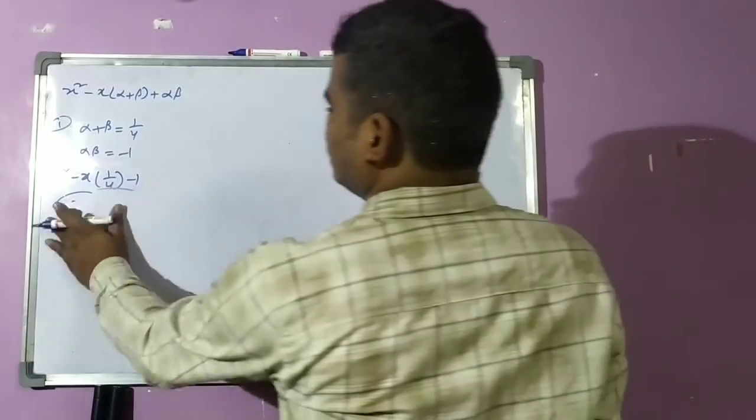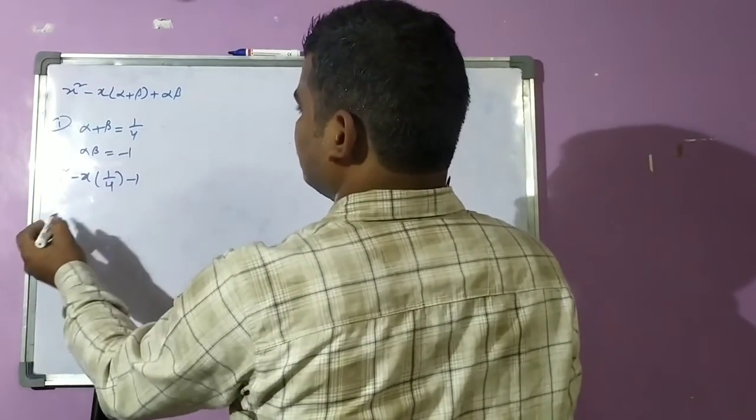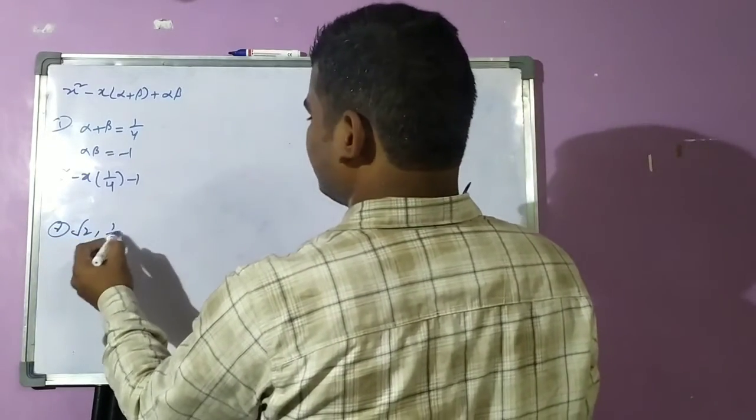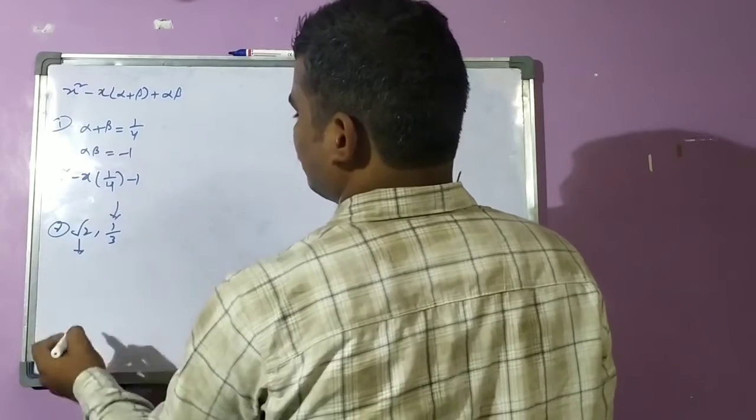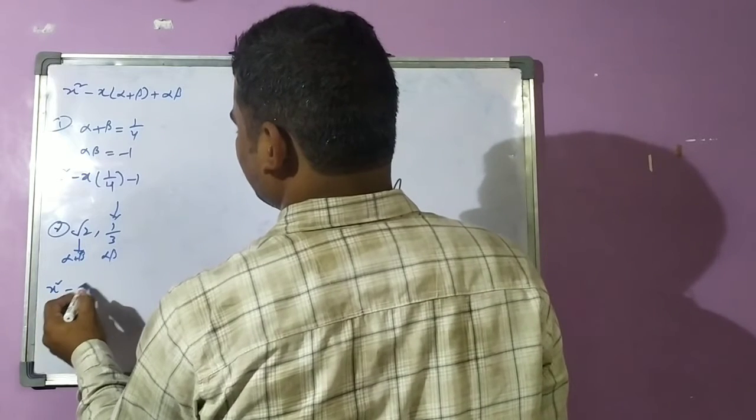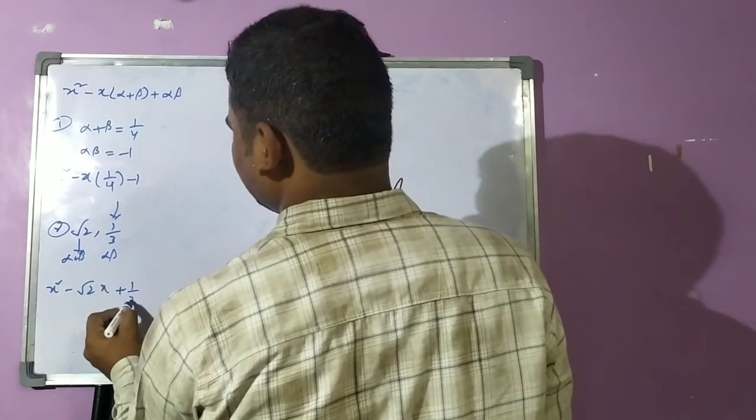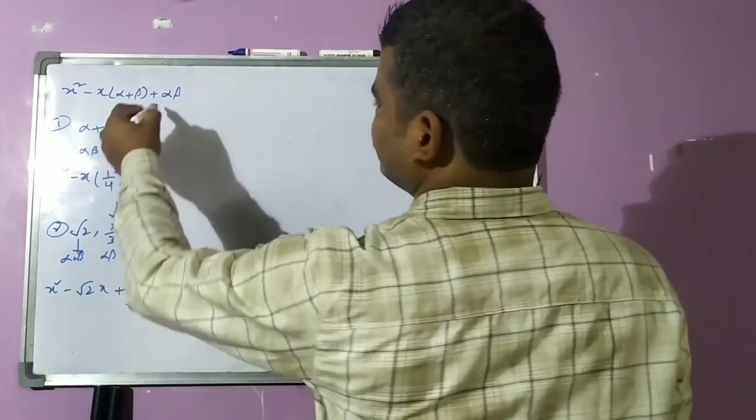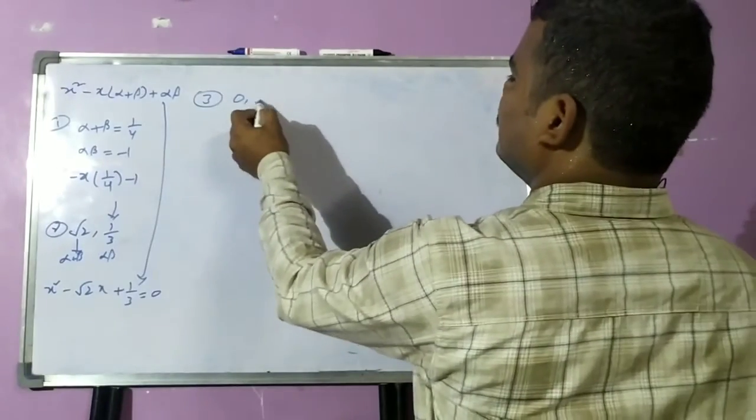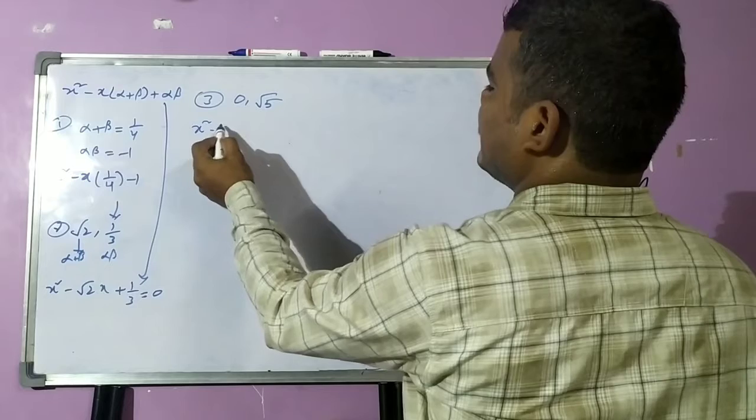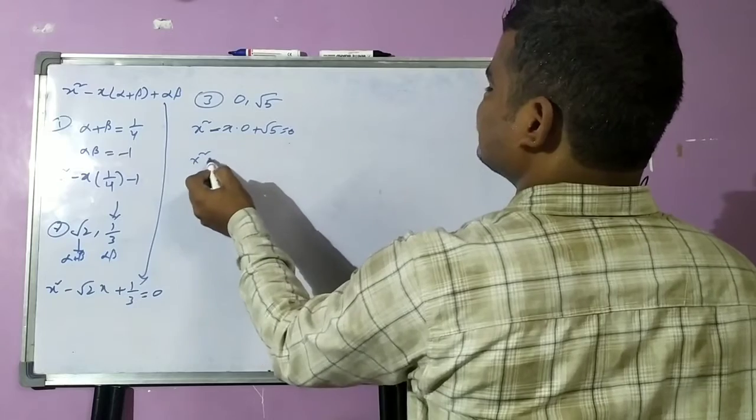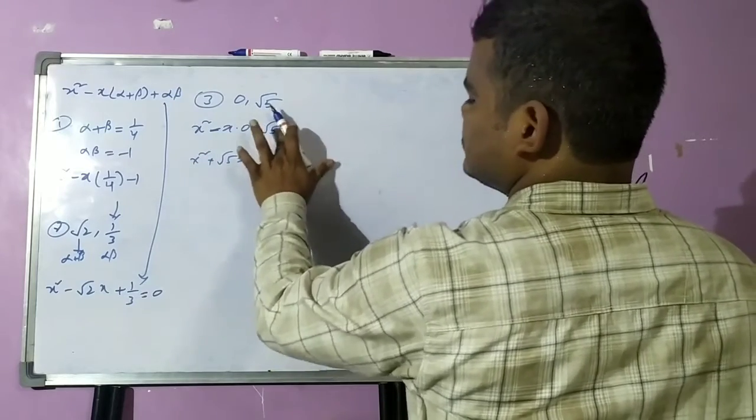Next. Second one. Root 2 comma 1 by 3. This is the sum and this one is the product. This is alpha plus beta. This is alpha into beta. X square minus root 2 into x plus 1 by 3. This is the polynomial according to this formula. Third one. 0 comma root 5. X square minus x into 0 plus root 5 is equal to 0. X square plus root 5 is the polynomial.